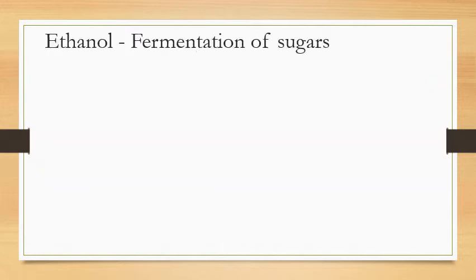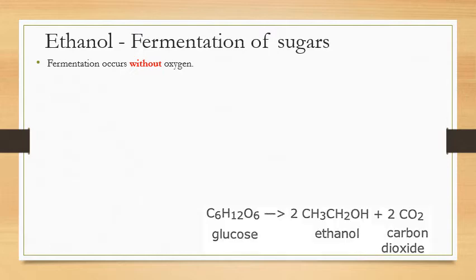So the other way that ethanol can be made is biologically, through the fermentation of sugars, making alcohols. So that's why maybe your pineapple tastes a bit funny, because probably the sugars in the pineapple are being fermented into alcohol. Fermentation occurs without oxygen, and this is the equation.